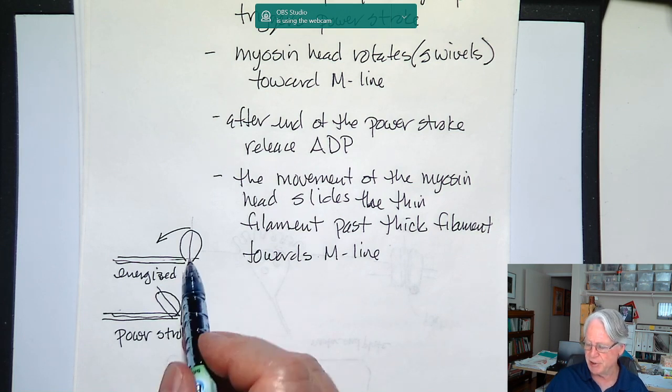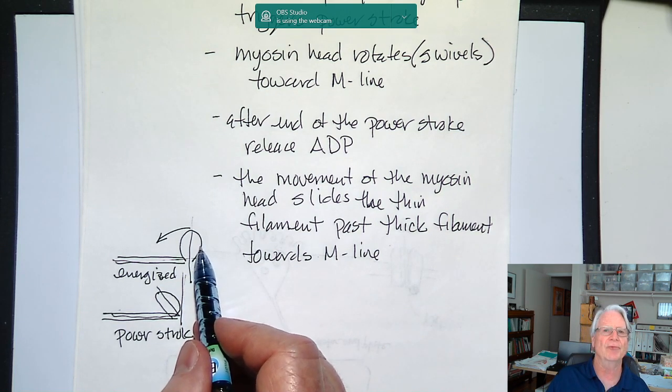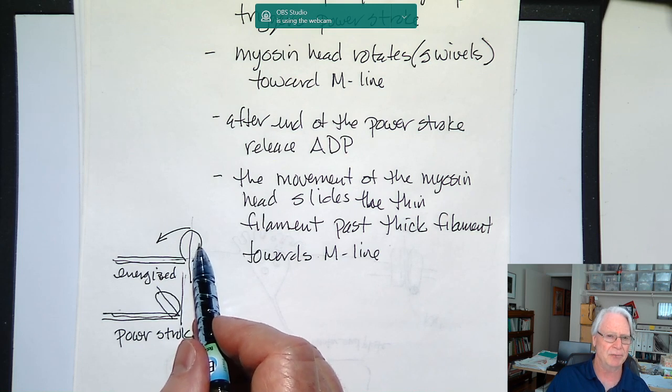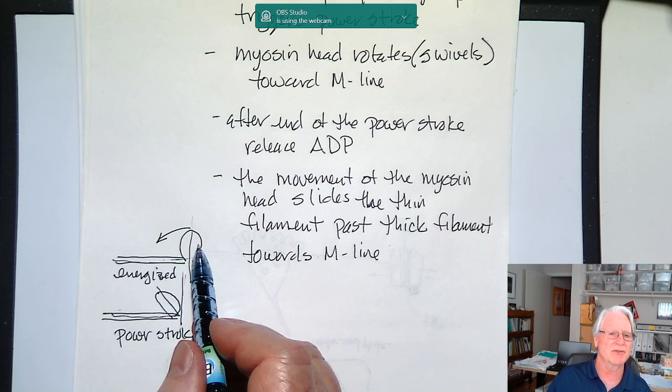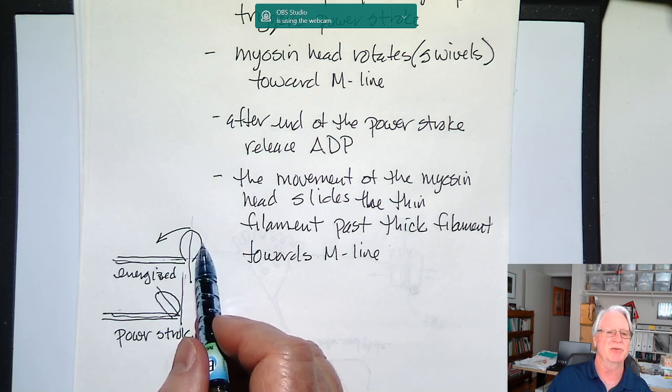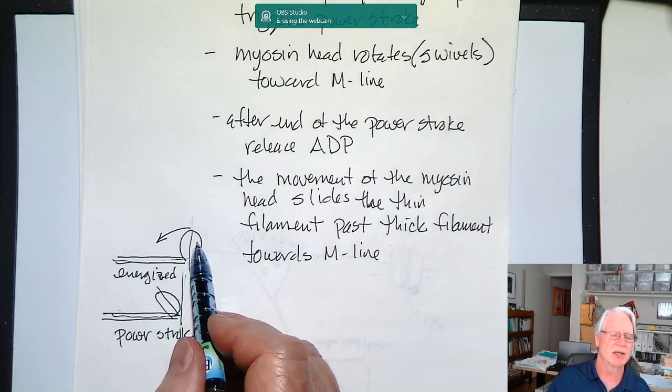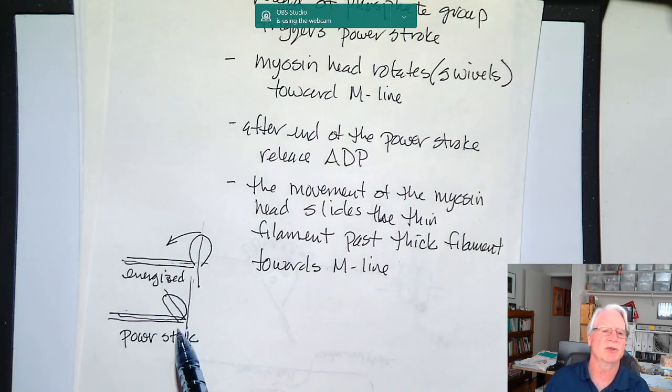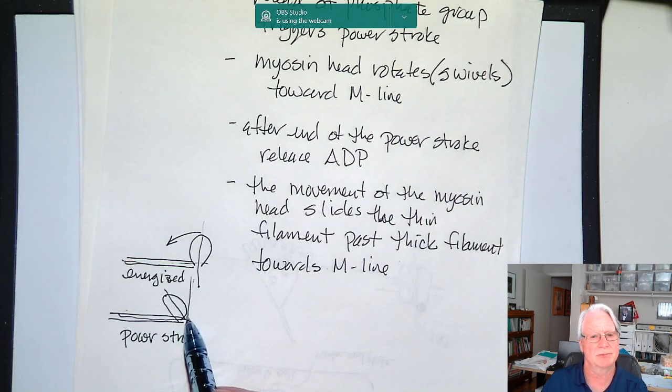Where did it get the energy to move? From the hydrolysis of ATP. So when we broke off that phosphate group, the energy that was released was transferred to this head. It became energized. And then we released that energy with the power stroke.